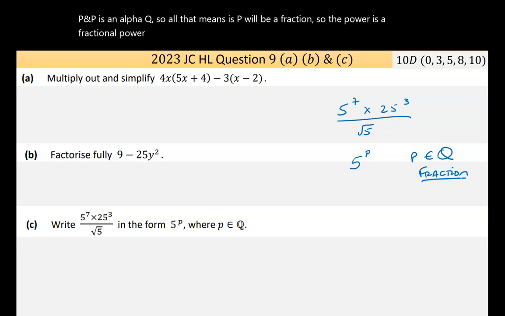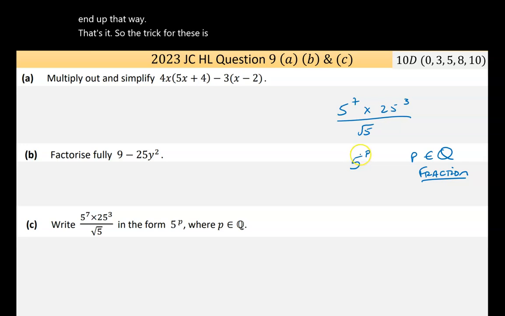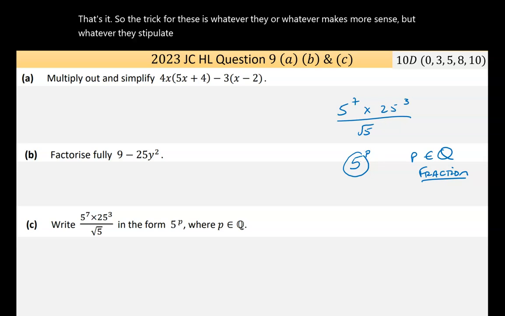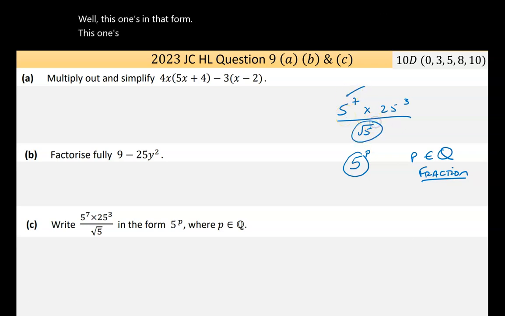It's kind of awkward, but you'll see as you go through it, it'll just end up that way. That's it. So the trick for these is whatever they stipulate as what they wanted it in, are all the numbers in that form? Well, this one's in that form. This one's kind of in that form, but 25 to the power of 3 is not in that form.